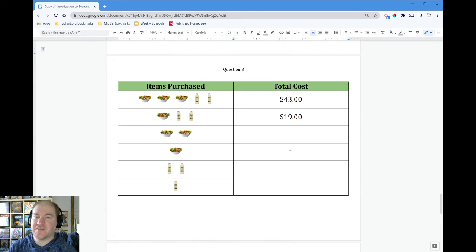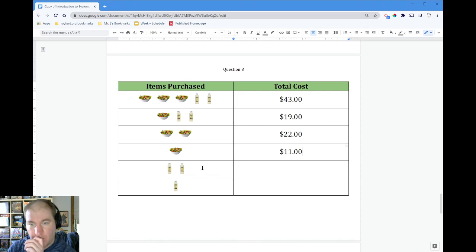Question 8, 3 salads and 2 lemonades is $43. 1 salad and 2 lemonades is $19. The difference between these two purchases is 2 salads, and the difference between these totals is 43 minus 19, which is $22, which means that each salad is $11.